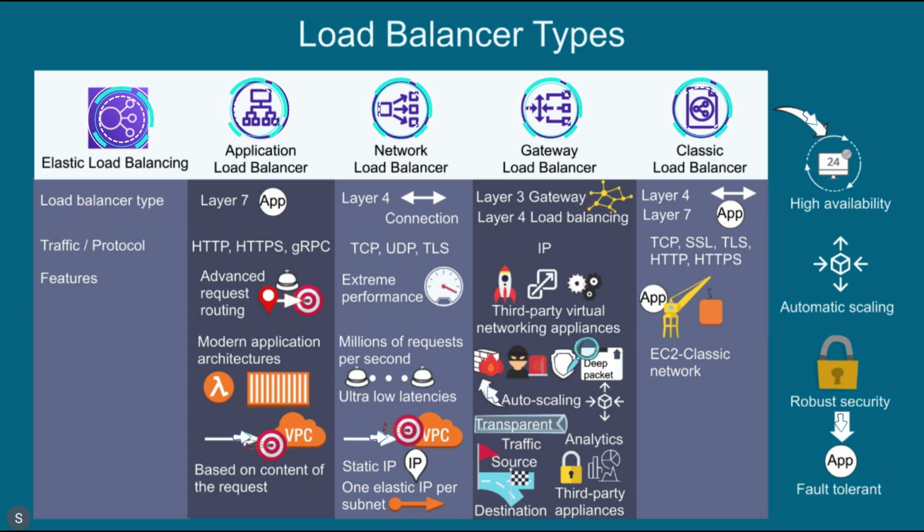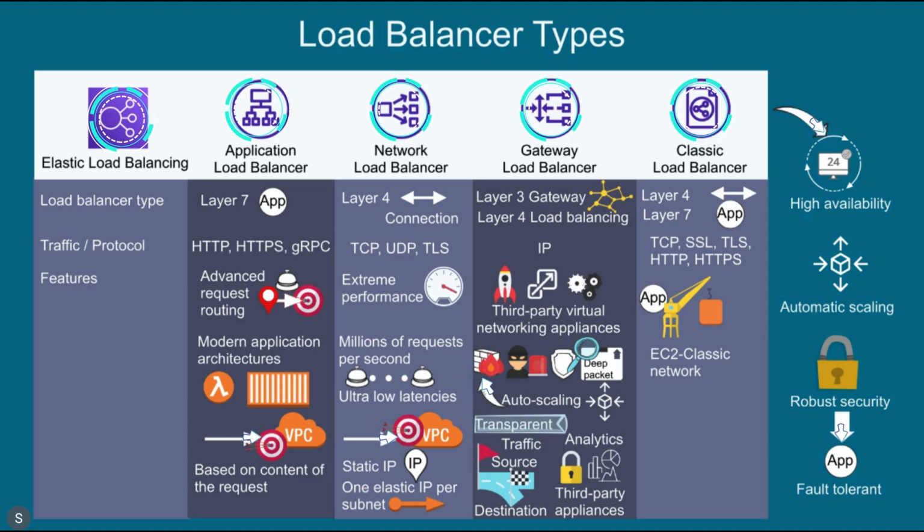Gateway Load Balancer provides both Layer 3 gateway and Layer 4 load balancing capabilities. It listens for all IP packets across all ports. Gateway Load Balancer makes it easy to deploy, scale, and run third-party virtual networking appliances, such as firewalls, intrusion detection and prevention systems, and deep packet inspection systems. It gives you one gateway for distributing traffic across multiple virtual appliances. Gateway Load Balancer also provides auto-scaling for fleets of third-party appliances. It is transparent to source and destination of traffic. They are well suited for working with third-party appliances for security, network analytics, and other use cases.